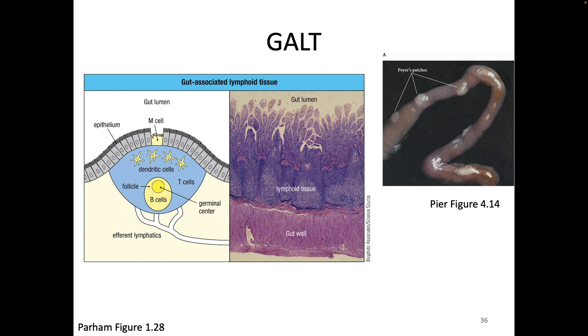Particularly, we see something called Peyer's patches on the GI tract. These are Peyer's patches on a mouse small intestine. I can show you those in lab two as well. Sometimes we refer to the things shown here as the GALT, which stands for gastrointestinal associated lymphoid tissue, because it's all in the gastrointestinal tract. You can find similar types of organized lymphoid tissue in other places as well, not just the GI tract.